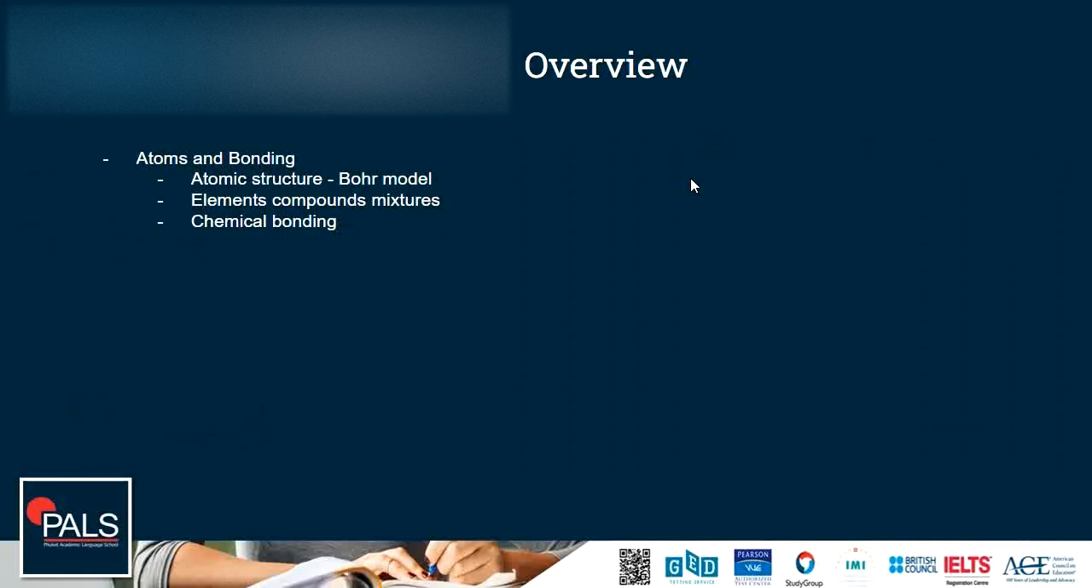With a quick overview, we will mainly look at atoms and bonding. And for that, we first need to have a look at the atomic structure. We will have a closer look at the Bohr model, and we will talk about elements, compounds, and mixtures. And in the end, we will look at chemical bonding and the types of chemical bonds that can form between atoms of different elements, specifically ionic bonds, covalent bonds, and metallic bonds.